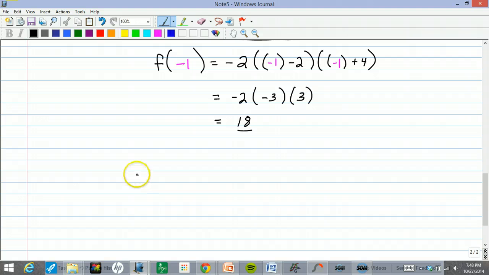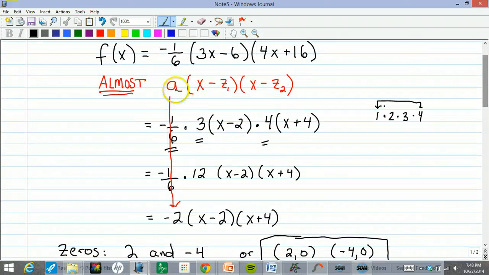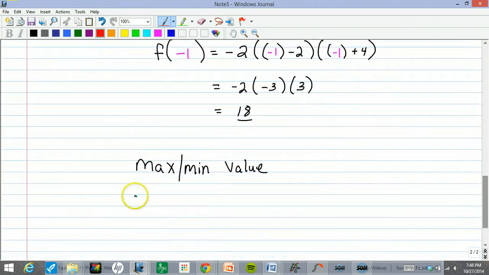And finally, our max-min value. Alright, let's go back and remind ourselves, do we have a max or a min? And then we'll figure out the value. So our a value way back at the beginning is negative 2. And if we draw the little picture from class to help us remember, that negative makes a sad face, which implies our parabola has a maximum. So we have a max value of 18. And there we go.